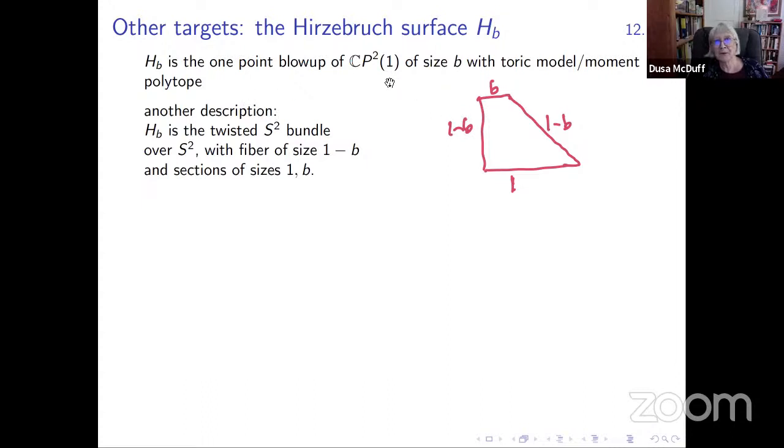So I fix the size of the line, and then I have this family of b, which tells me how much I've blown up. So it tells me how big is the exceptional divisor, the -1 curve, the -1 section. You can think of it also, if you're not familiar with toric geometry, as an S2 bundle over S2, which is non-trivial, and the fiber has size 1 minus b. You've got a class which corresponds to the line of positive self-intersection of size 1, and then you've got this -1 class of size b.